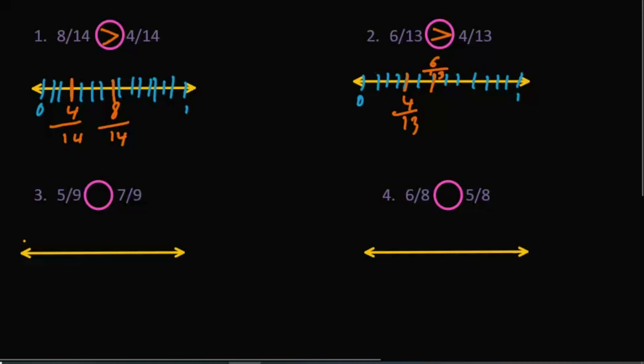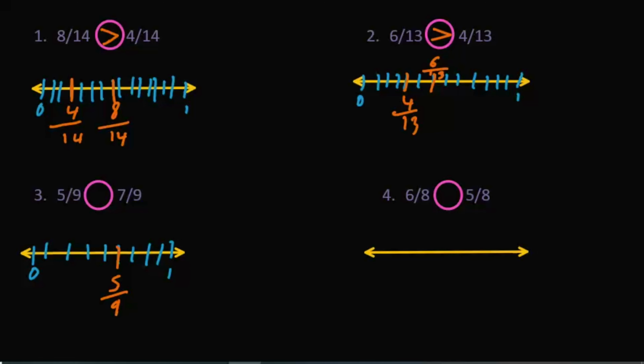Okay, so now the next one says 5/9 or 7/9. Okay, let's do this. So 0, 1. So then 1, 2, 3, 4, 5, 6, 7, 8. Okay, let's plot down what 5 over 9 is and 7 over 9. So 1, 2, 3, 4, 5. So where 5 over 9 is? 6, 7. Again, 7 over 9 here. So 7 over 9 is greater since it is more to the right.